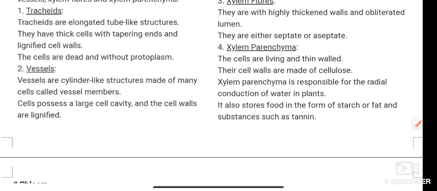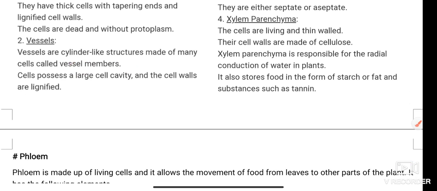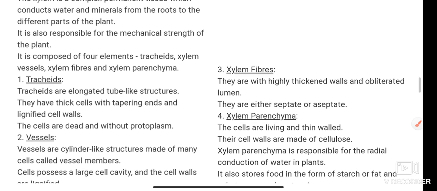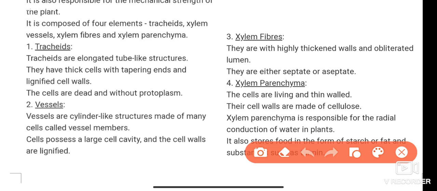Vessels. Vessels are cylinder-like structures made up of many cells called vessel members. The cells possess a large cell cavity and the cell walls are lignified. What are the vessels? They are cylinder-like structures made up of a number of cells, and these cells are called vessel members. Their cells are also made up of lignin.